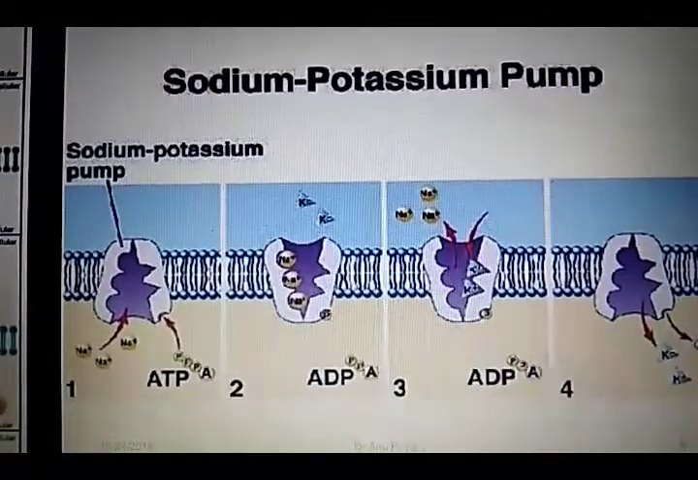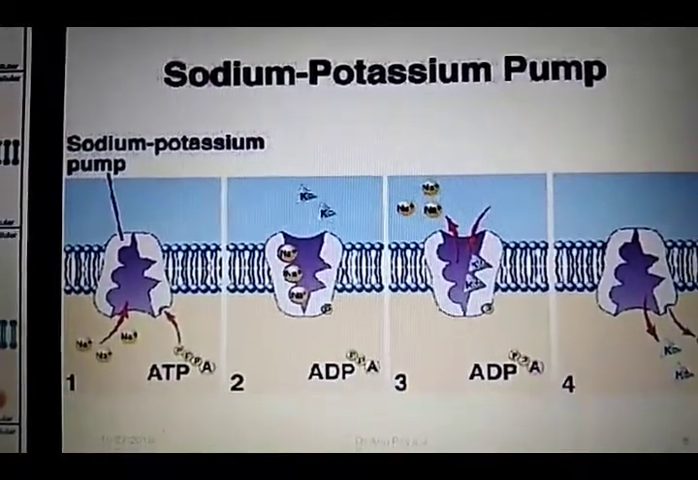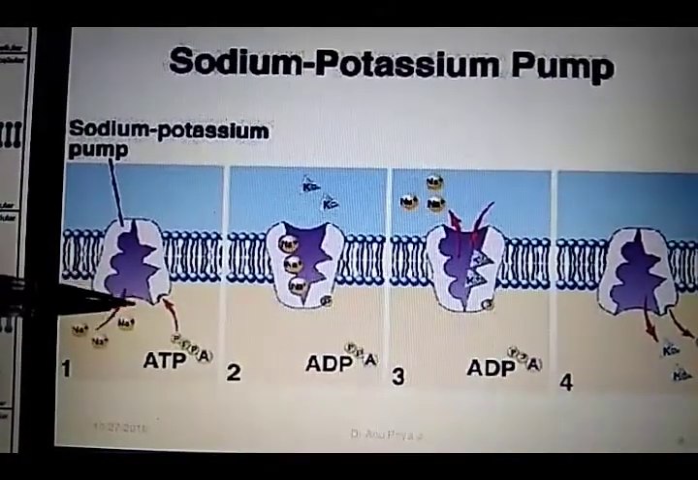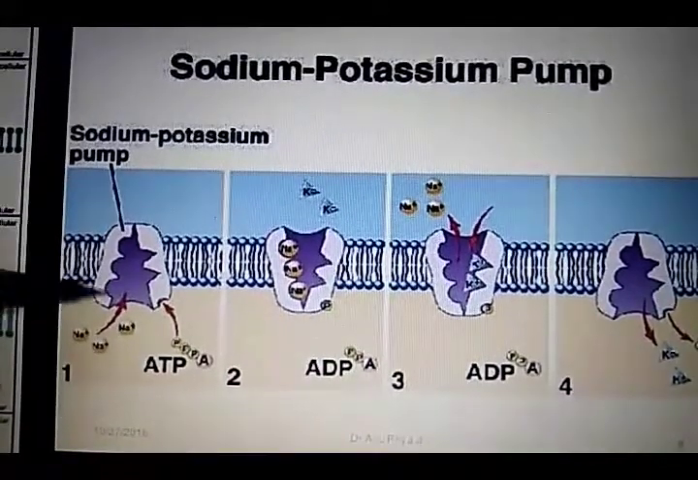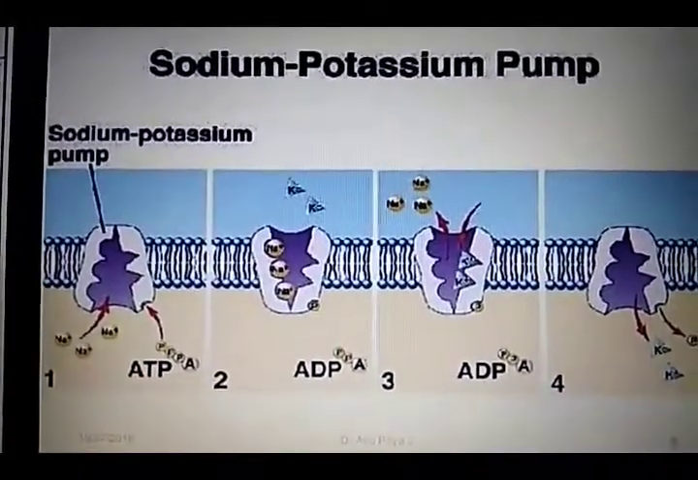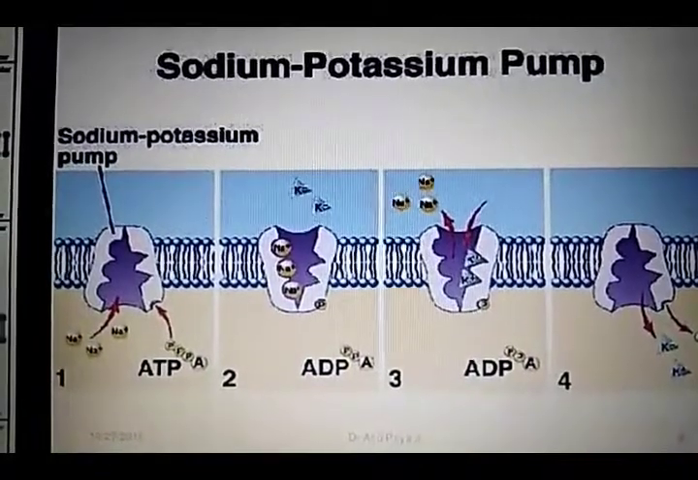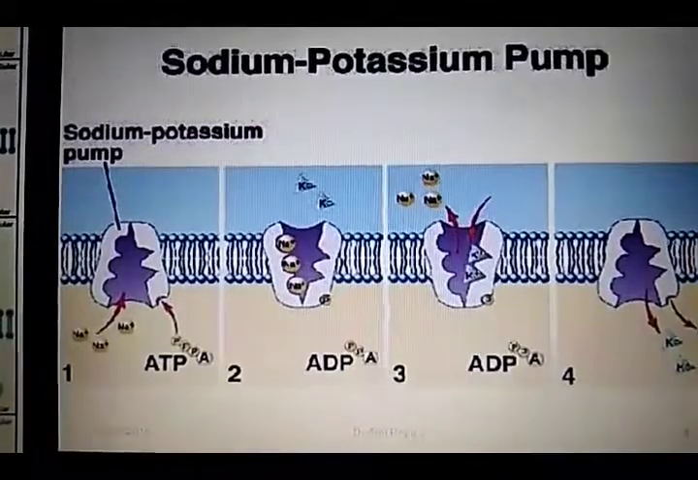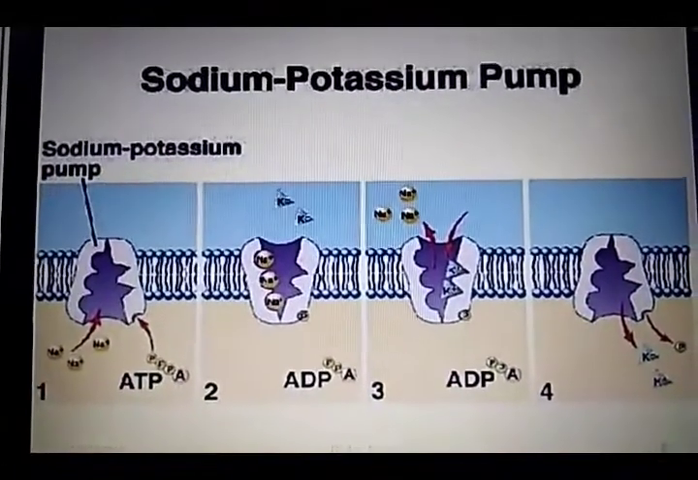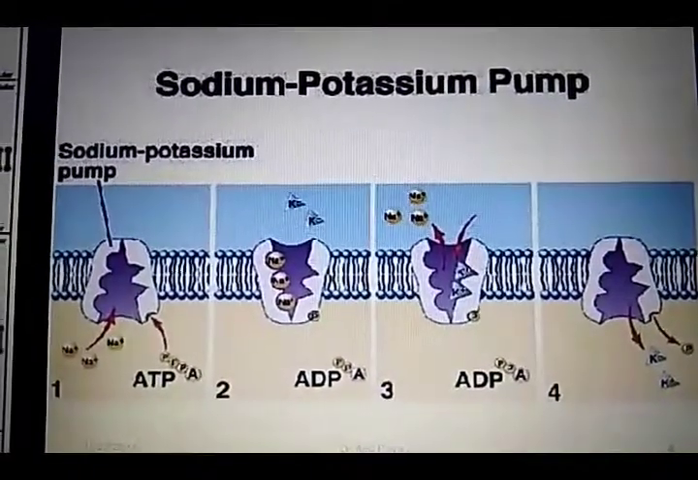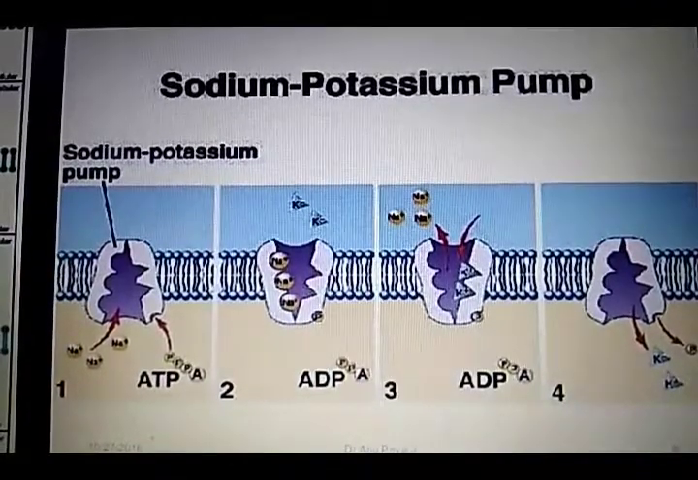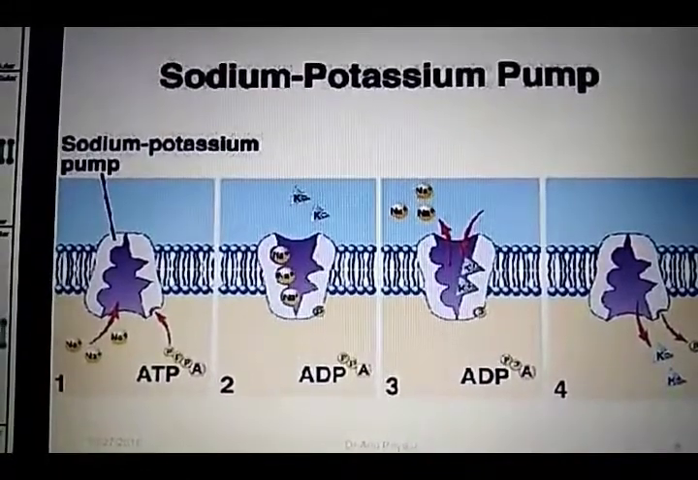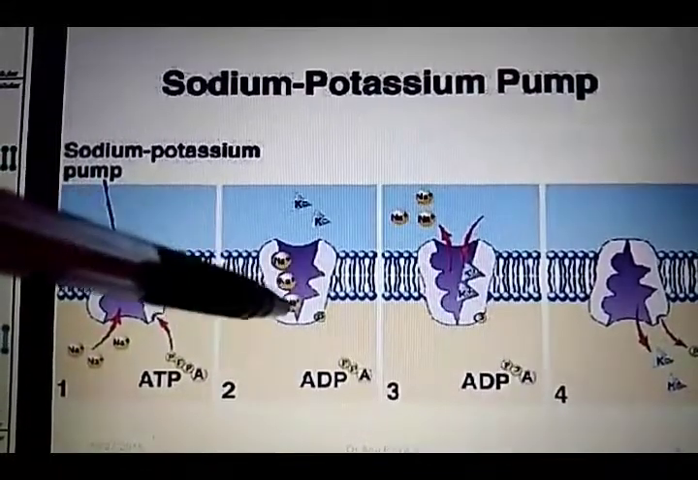Binding of sodium and potassium ions to the carrier protein activates the enzyme ATPase. As you can see here, ATP also gets bound to the sodium potassium pump, and thus the ATPase gets activated. ATPase causes breakdown of ATP into ADP with the release of one high energy phosphate. Now, the energy liberated causes conformational changes in the molecule of the carrier protein. You can clearly see in the figure that there is a conformational change taking place.